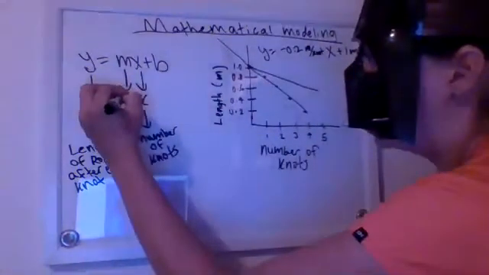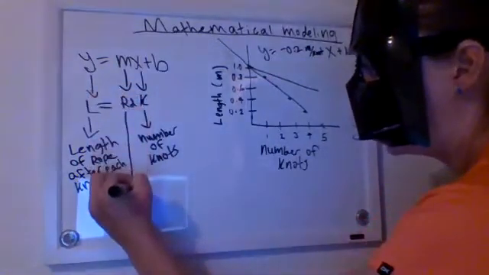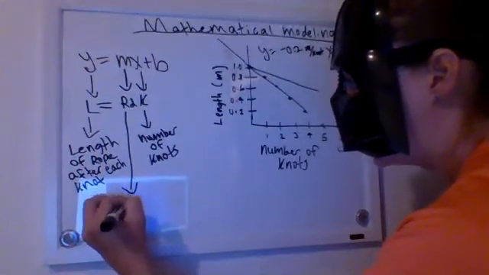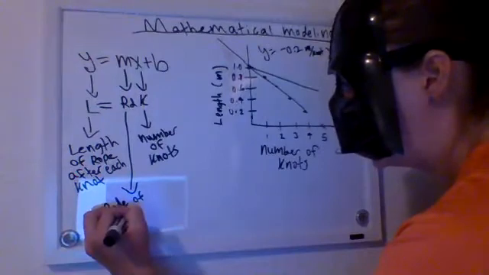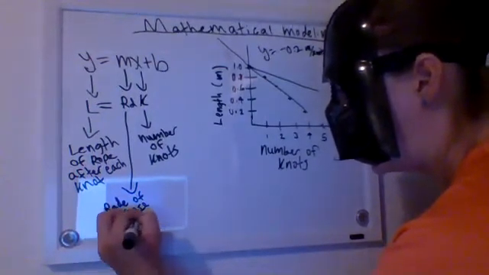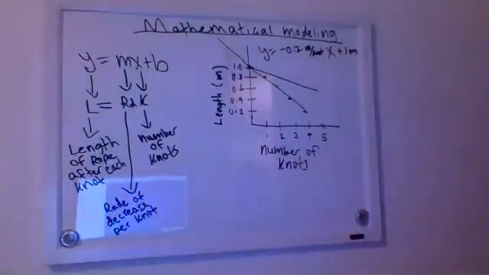So I'm going to call it RD. I'm going to come down here where I have more room. And that stands for the rate of decrease per knot. So the rate of decrease per knot.